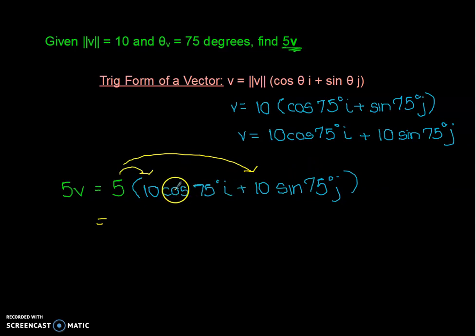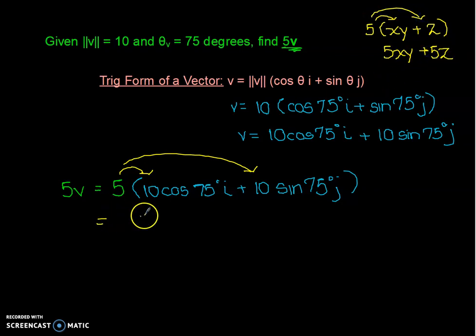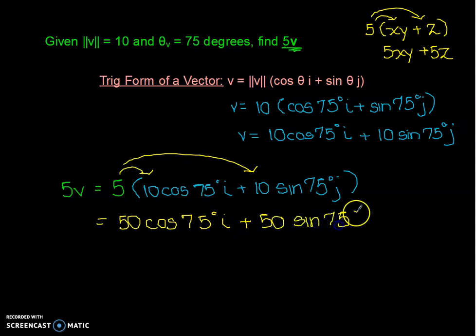So you have to take the cosine and sine of that angle, and you're not going to distribute to, just going to put an example here, to the same term. So if I were to distribute the 5 to x and y, I wouldn't distribute it to 5x and y. It would just be 5xy. So same deal here. Okay, so this would give me 50 cosine of 75 degrees i plus 50 sine of 75 degrees j. And this would be the vector 5v written in trig form.